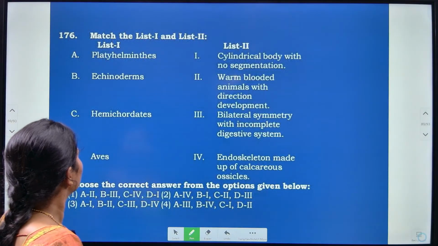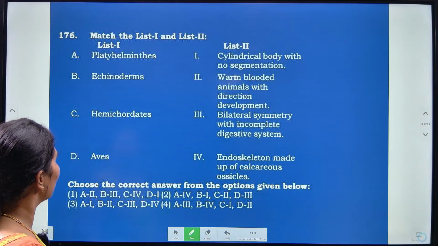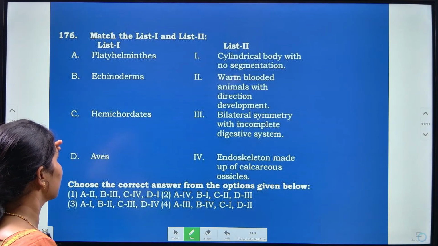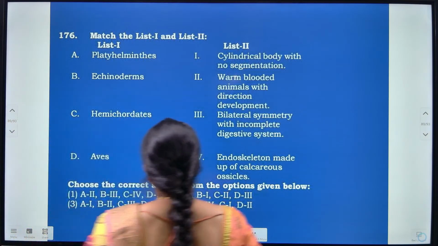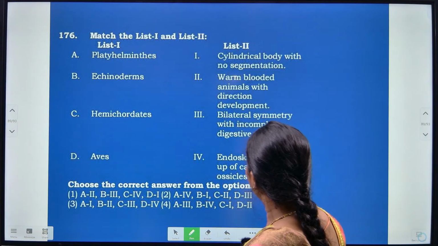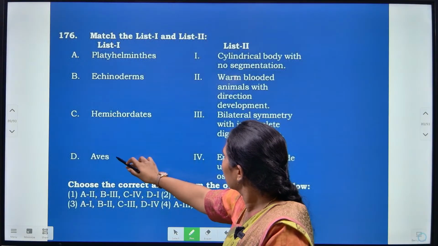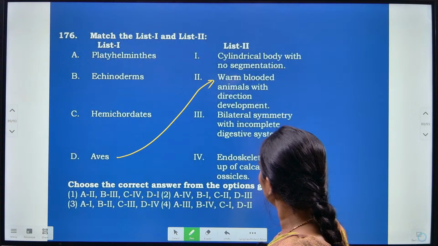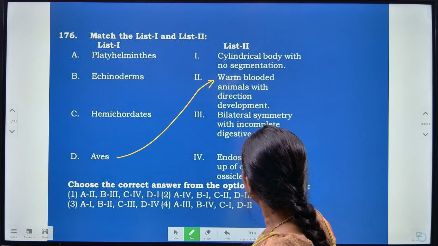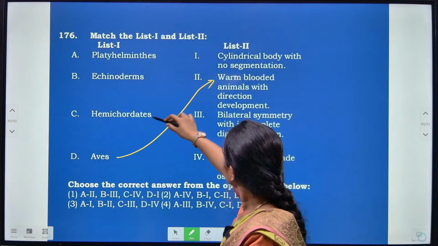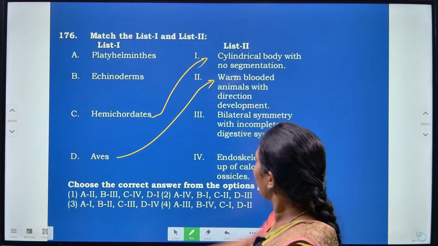Right. So match list 1 with list 2 here. Platyhelminthes, yes. Again Echinoderms, Hemichordata, Aves. Going according to Aves, so Aves are said to be what? They are said to be warm-blooded organisms with direct development here. Hemichordata, they are nothing but a cylindrical body with no segmentation. The body is not going to have segmentation.